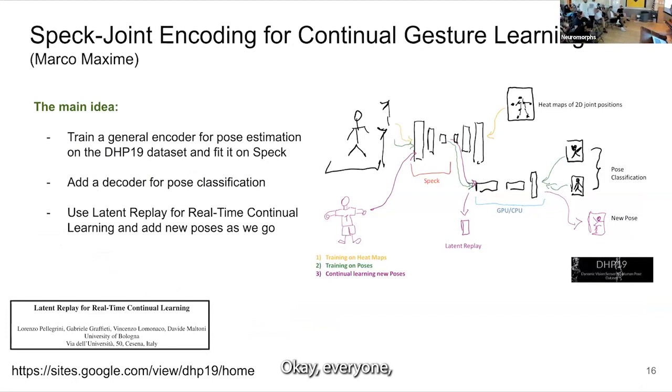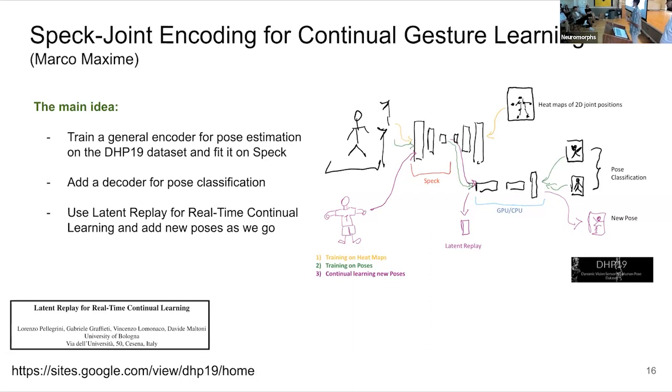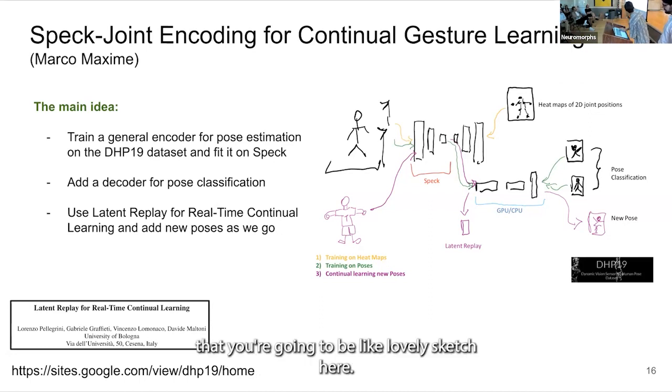Okay, everyone. The idea of our project was to use joint encoding for continuous gesture learning, using this dataset, the HP19, for decoding the joints of people performing various actions, and train a kind of general encoder that could also be put on Speck. Then use the general encoder to train a latent replay model for continuous learning of new poses and new motions. So that was pretty much the idea. As you can see, a lovely sketch here.